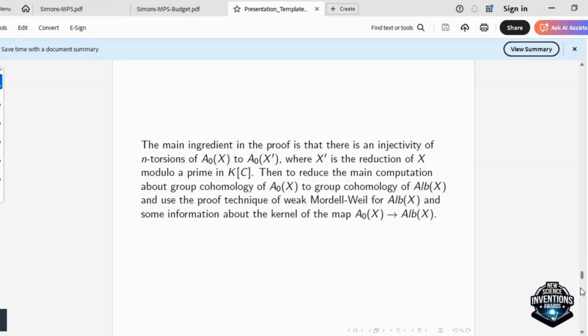So then we reduce the main computation of the above group cohomology for A0(X) to the group cohomology of the Albanese of X, which is an abelian variety, and use the proof technique of the weak Mordell-Weil for the Albanese of X, which I have explained just a few minutes ago. And I know that the n-Selmer group of this Albanese is finite, and there is some information about the kernel of this map A0(X) to the Albanese of X. So this is the theorem.